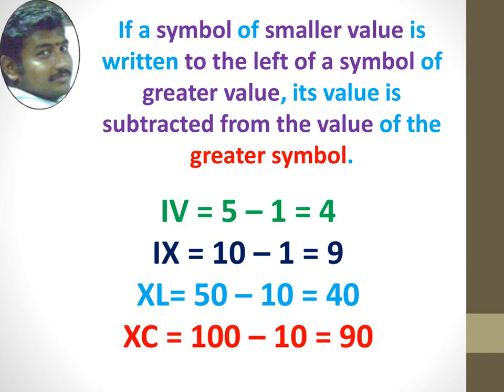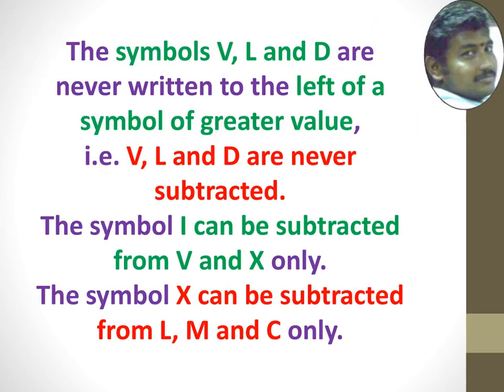If a symbol of smaller value is written to the left of a symbol of greater value, its value is subtracted from the value of the greater symbol. So IV, 5 minus 1, 4. IX, 10 minus 1, 9. XL, 50 minus 10, 40. XC, 100 minus 10, 90.